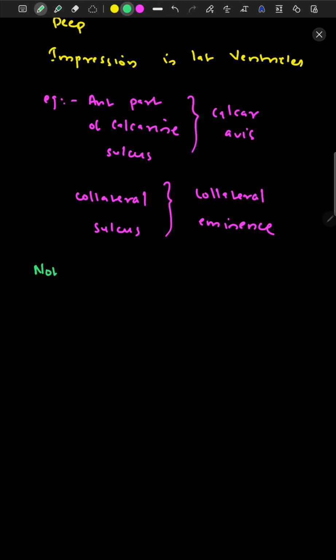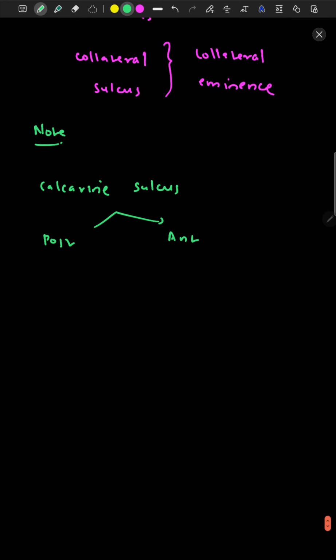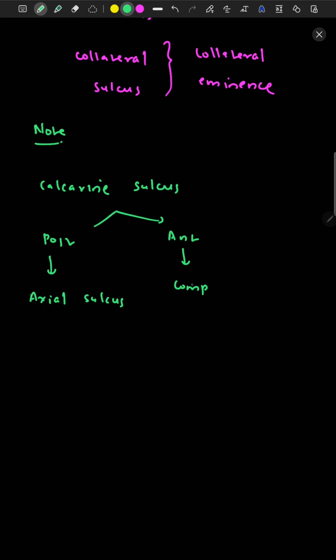So we must note that in the calcarine sulcus, we have a posterior part as well as an anterior part. The posterior part is related to the axial sulcus, whereas the anterior part is related to the complete sulcus.